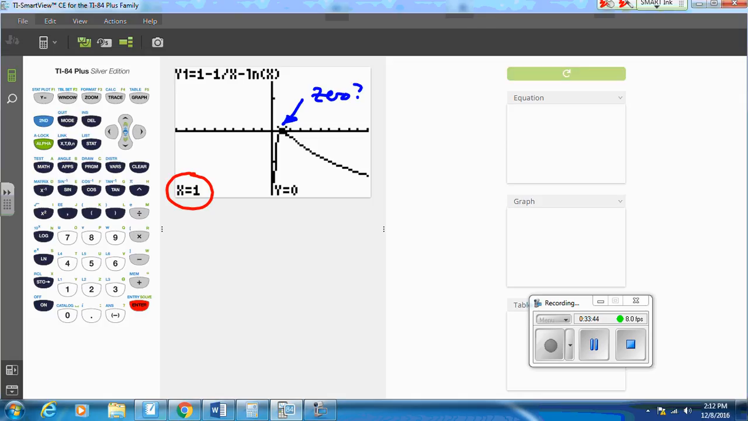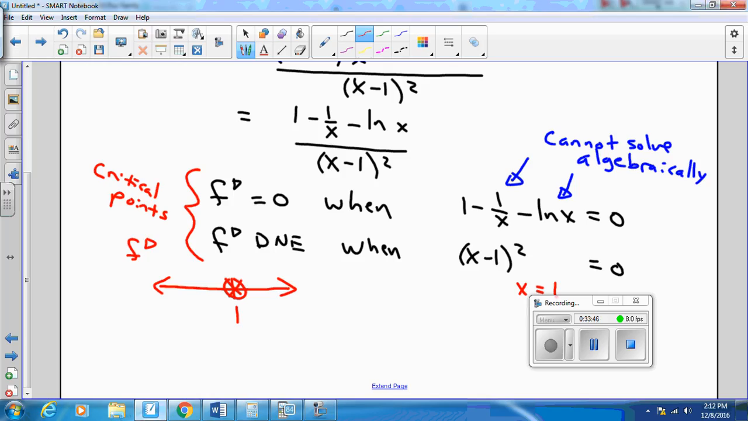Well, what that means for us is that my numerator does in fact equal 0 at x equals 1, but my domain trumps that fact. I'm going to have a domain that does not include 1. Okay? With that in mind, we're going to say that the only solution is x equals 1, which is excluded.